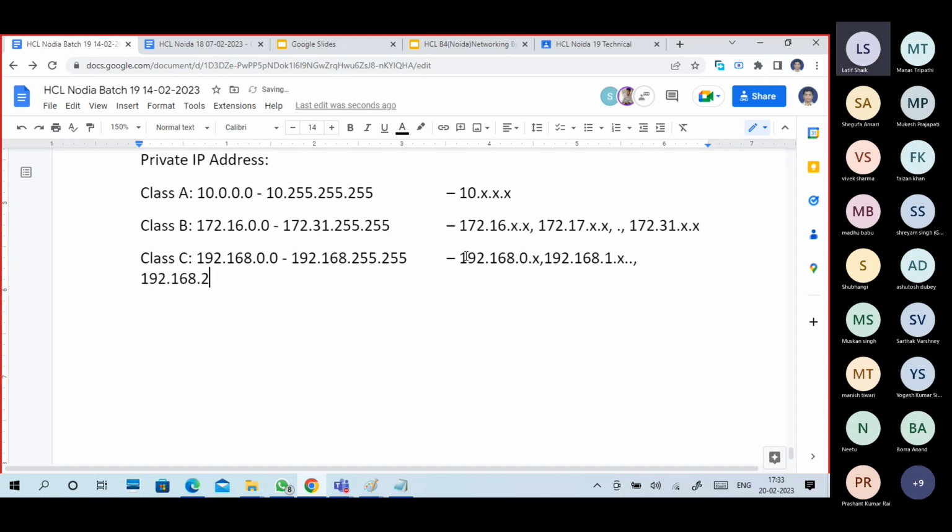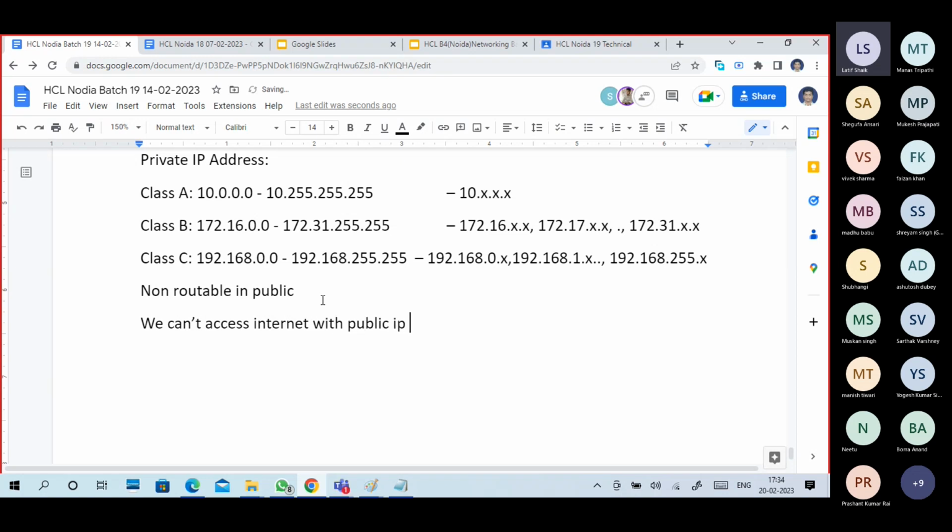So totally 255 also. What are these private IP ranges that are given? Non-routable in public. So we cannot access the internet with a private IP address.